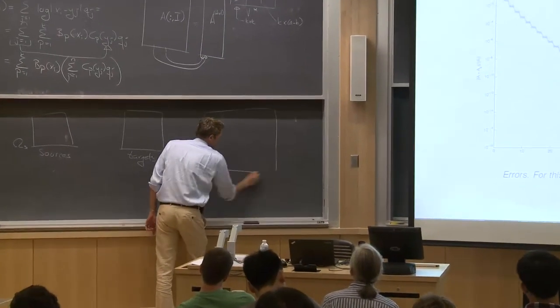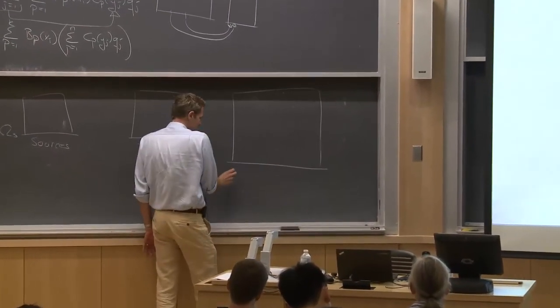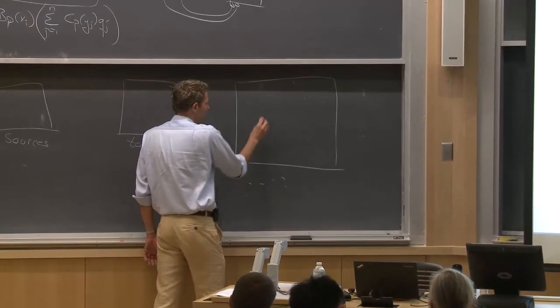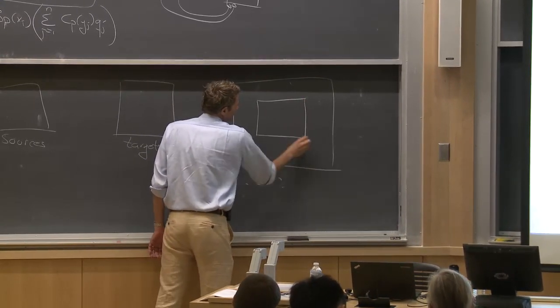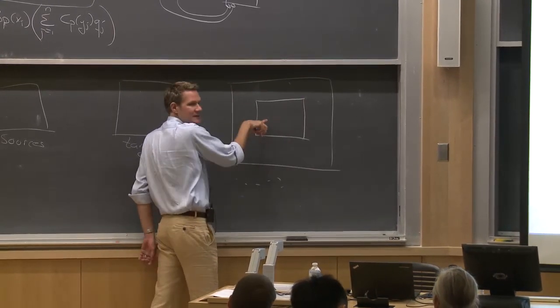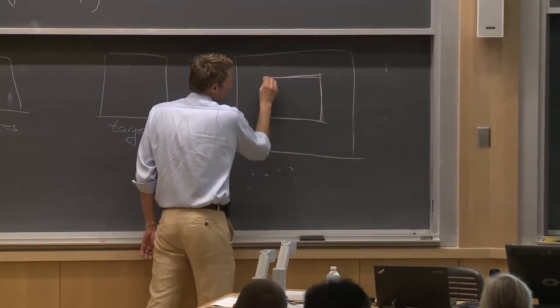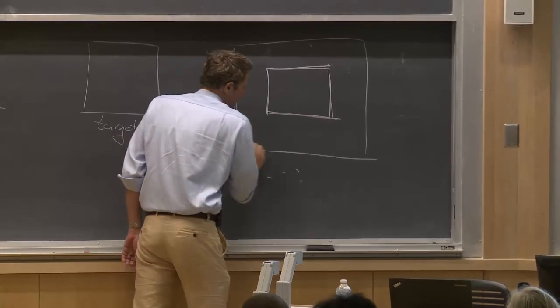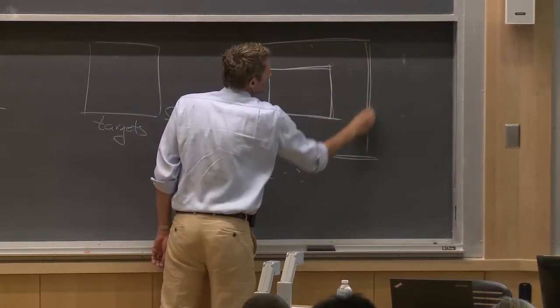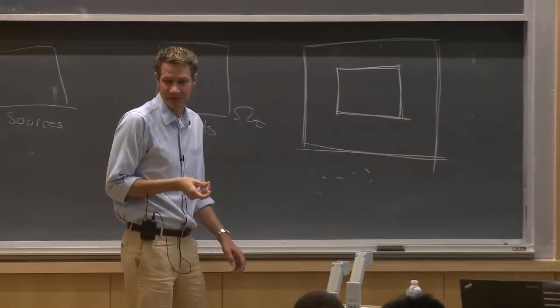So here's the outer boundary. I use this representation theorem to say I don't need to consider points out here. Likewise, I could have gone from the interior, eliminated the interior points, and have sources only here and targets only here. This is sometimes very useful.